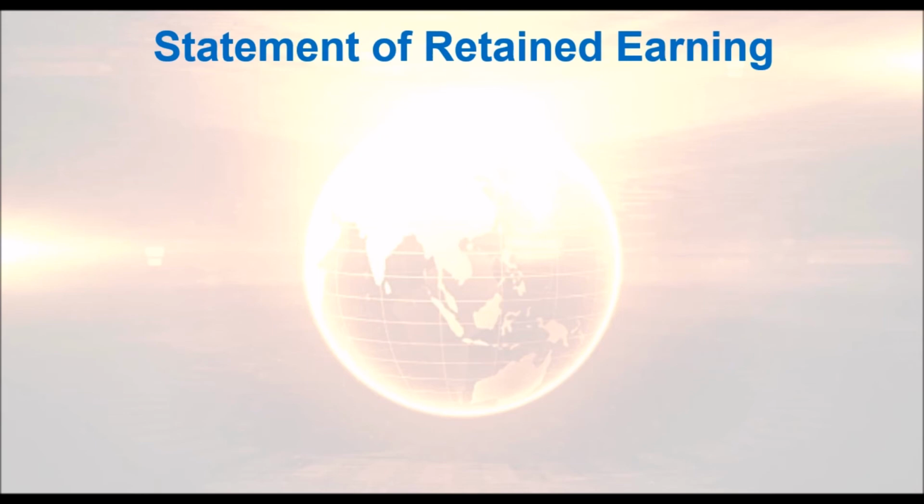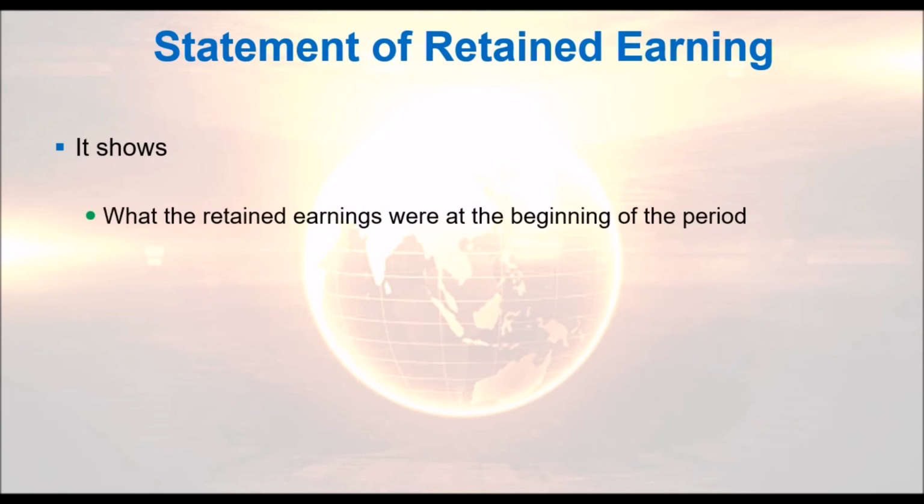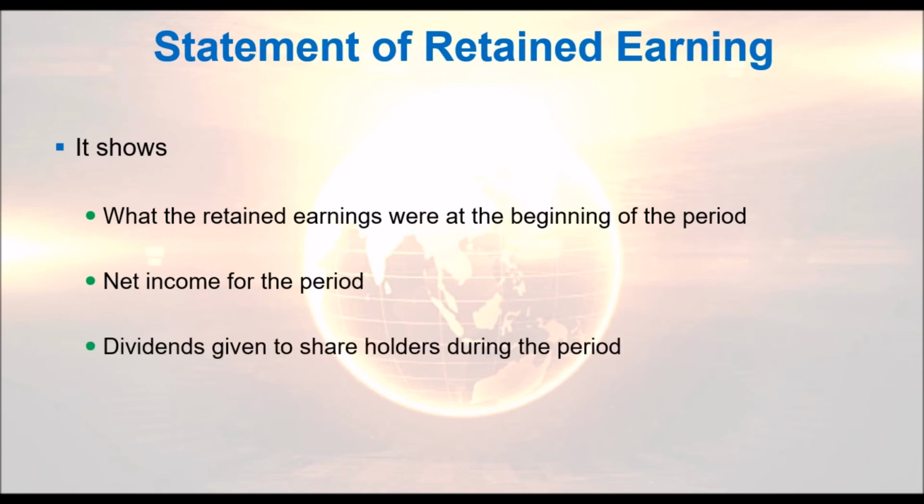Now let's look at the statement of retained earnings. This shows what the retained earnings were at the beginning of the period, and the net income for the period, negative or positive. If it's positive, it's net income, or if it's negative, it's net loss. And then if you gave out any dividends to the shareholders, it will show that also. As you know, there was a retained earning at the beginning. You add the income minus the dividends, and that gives you the retained earnings at the end of the period.